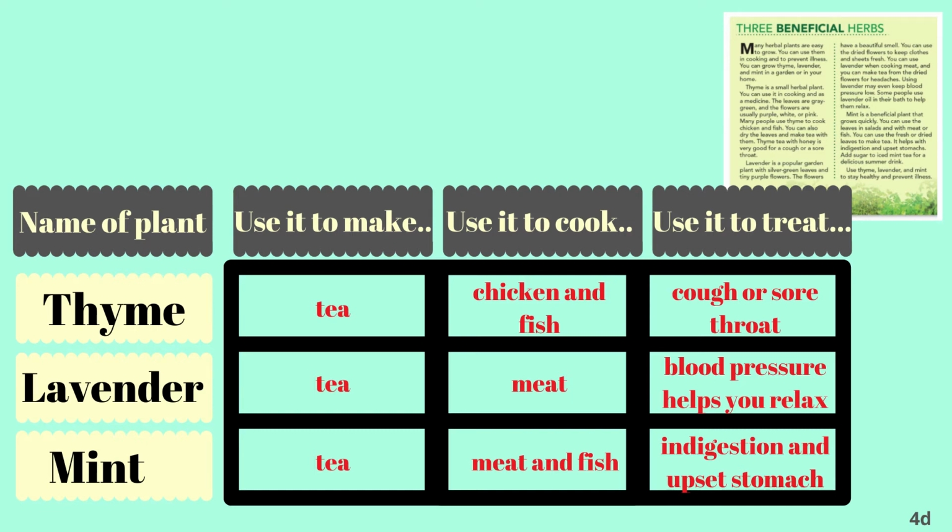Our last herb is mint. We use mint to make tea. We use mint to cook meat and fish. And finally, we use mint to treat indigestion and upset stomach.